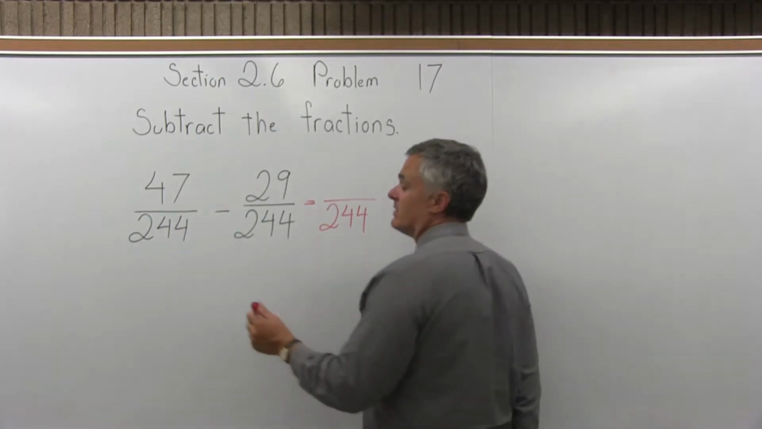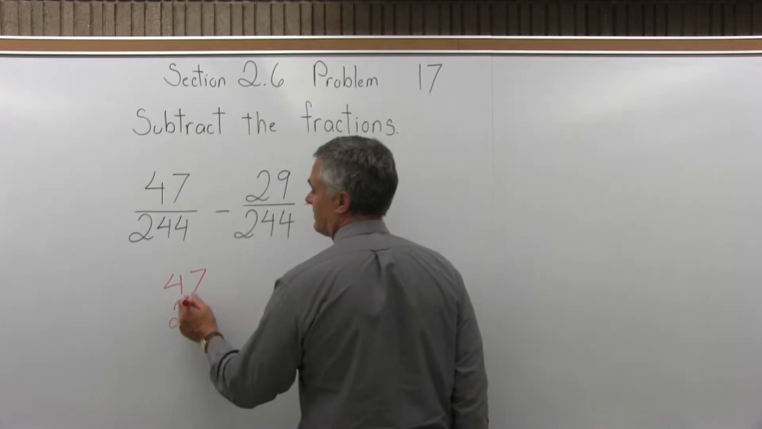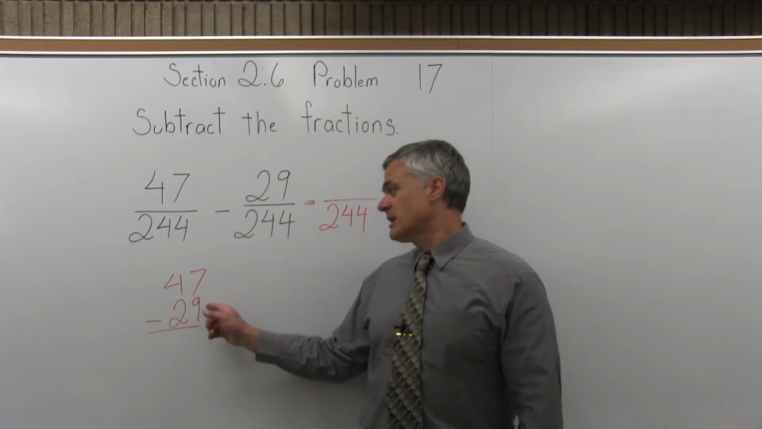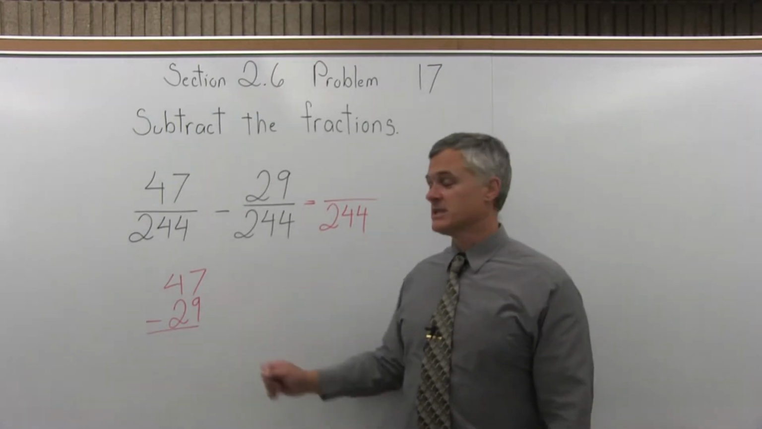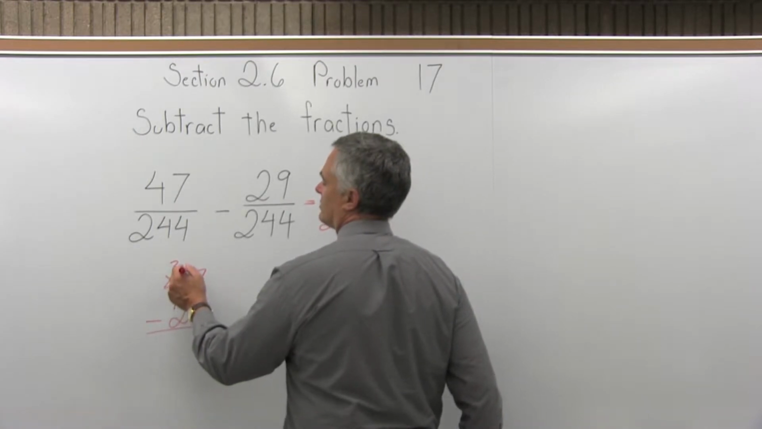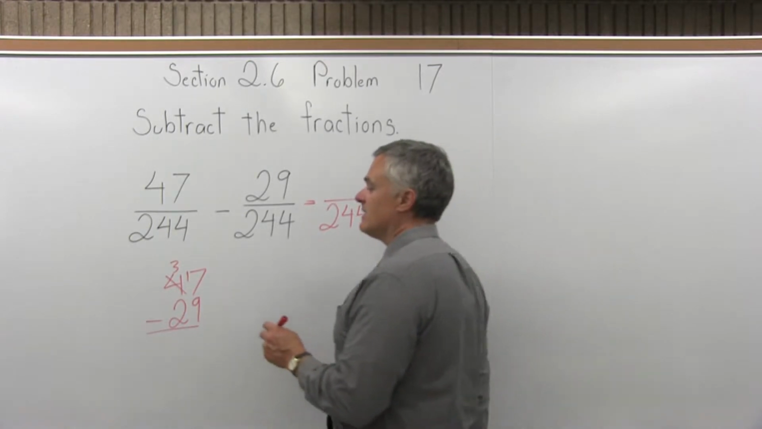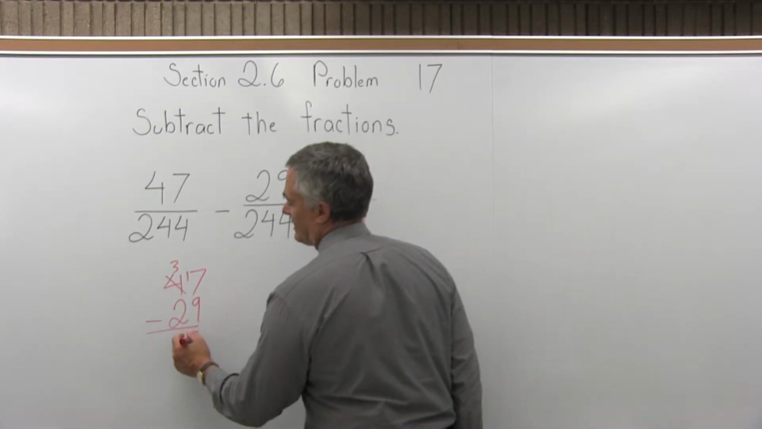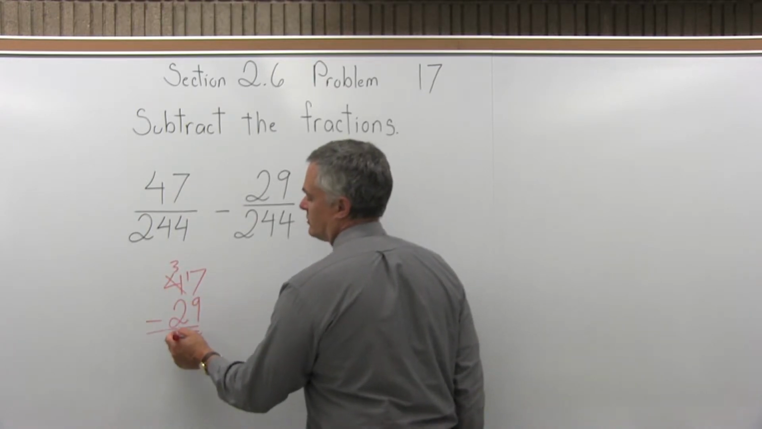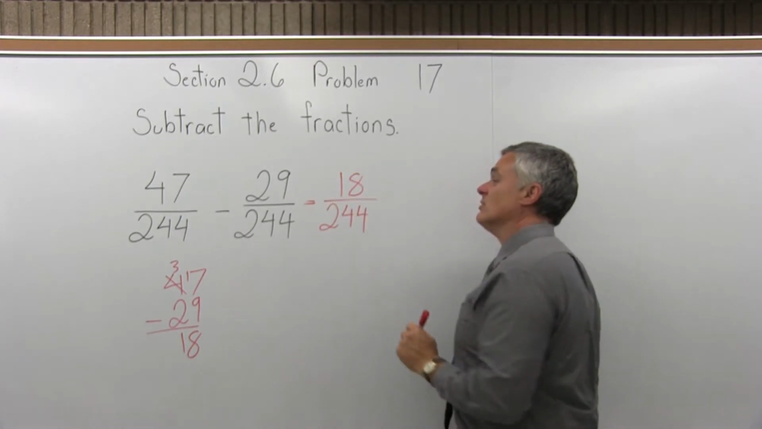Now you might be able to see that without writing it out, but if you can't, just take a second and write out the whole problem. 47 minus 29 and do the math. So if you start with 7 minus 9, the 9 is too big to subtract away from the 7, so we'll borrow. We will eliminate the 4, cancel it down to a 3, and then put a 1 in front of that 7, making it a 17. And then I'll subtract 17 minus 9, which is 8. And then in the other column of digits, I have 3 minus 2, which is 1. So I have 18. So my answer is 18 over 244.